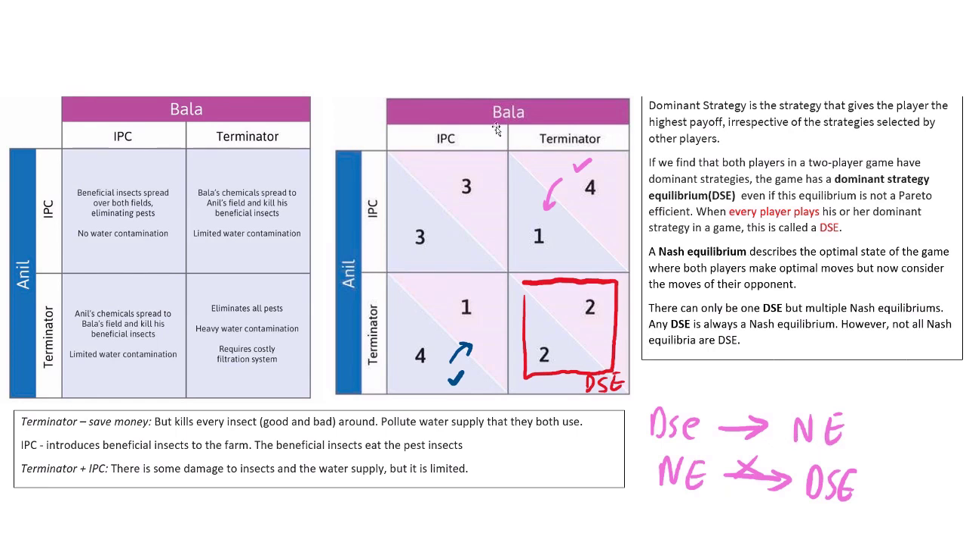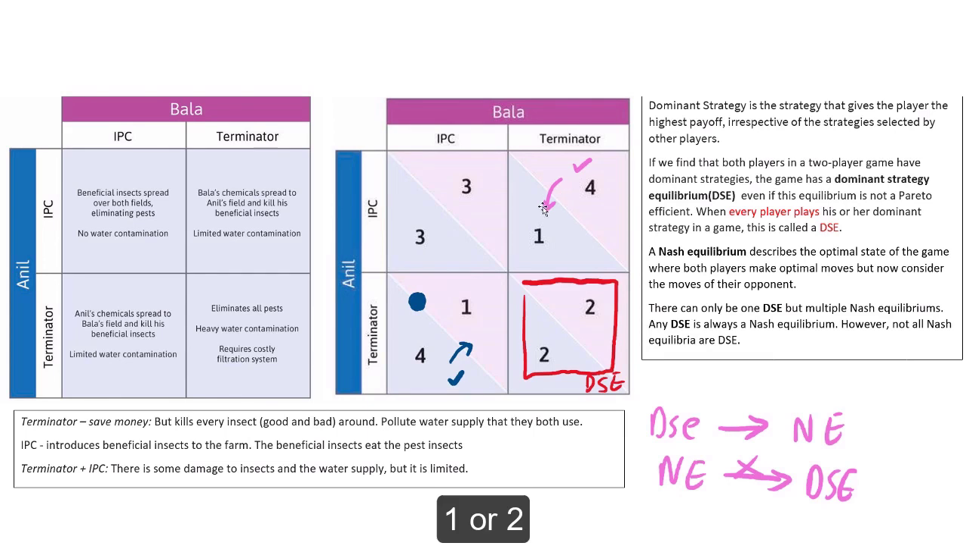So if you want to look at Nash equilibrium, you look at Bala first, okay? Say Bala chooses to use IPC. If Bala chooses to use IPC, what happens to Anil? Is Anil going to use IPC or Terminator? The answer is Anil is going to choose Terminator. So we put a mark in here. We put a dot in here. So let's look at this.